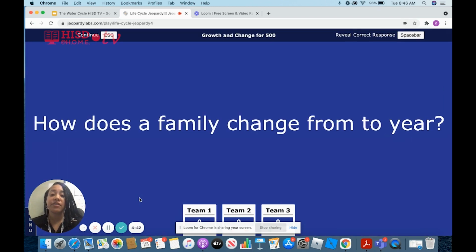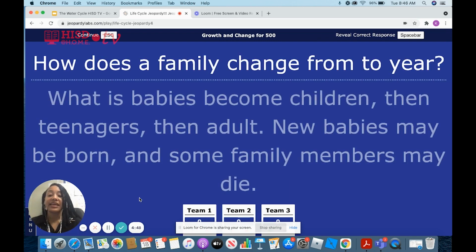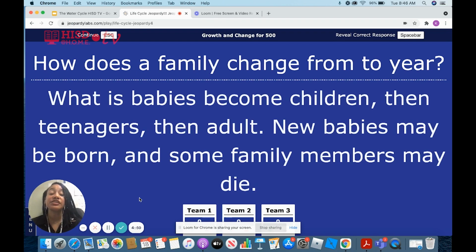Growth and change for 500. How does a family change from year to year? Yes, a family changes from year to year. Babies become children, then teenagers, then adults. New babies may be born and some family members may die. So again, that cycle of birth and death. And in the middle of birth and death is growth and change.